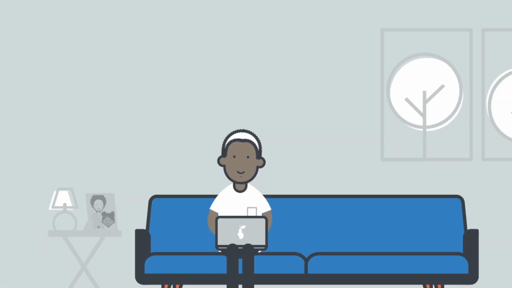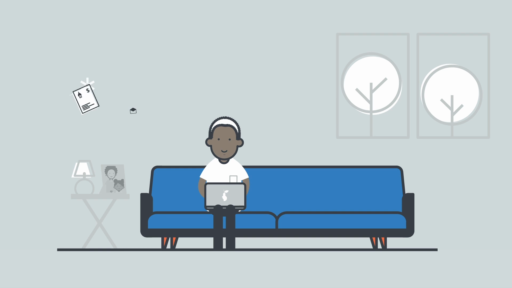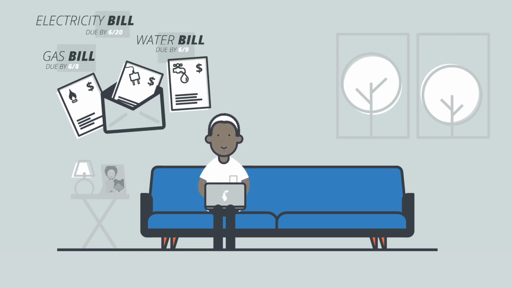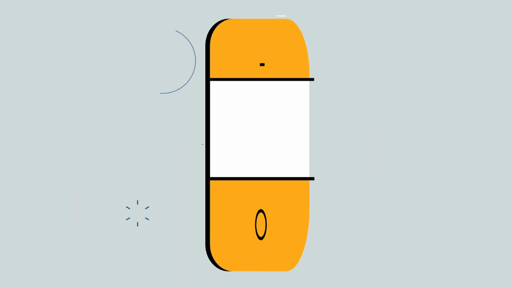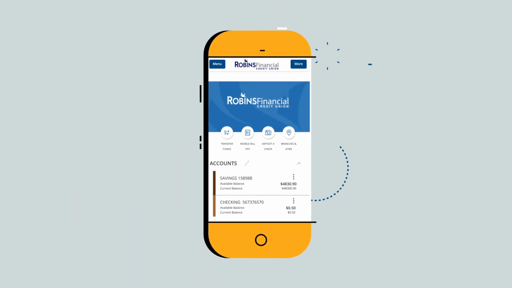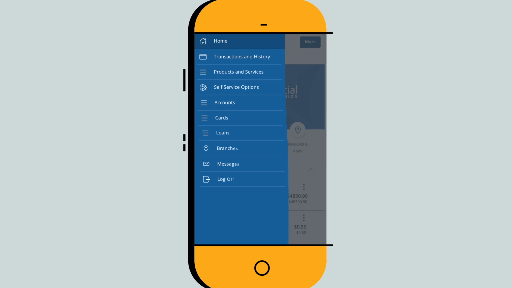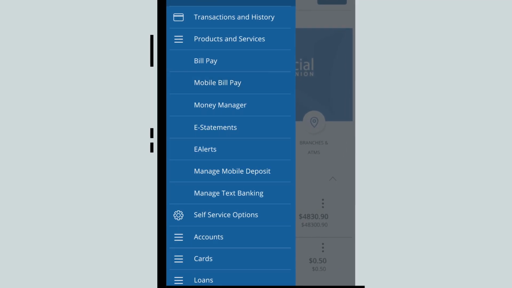With a little planning, you can use our online tools to set up and schedule all of your bill payments and keep track of them in one place. You should also know that you can perform all of these bill pay functionalities from our mobile app by selecting Mobile Bill Pay in the Products and Services menu.